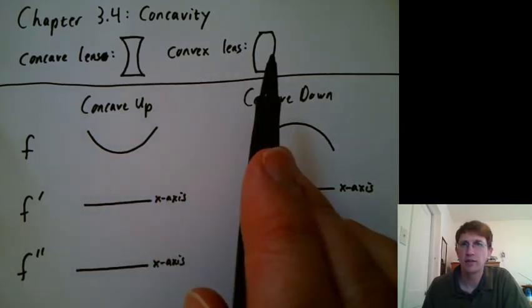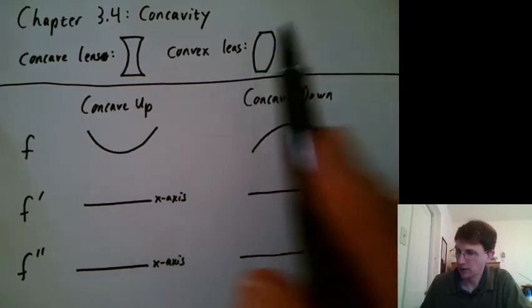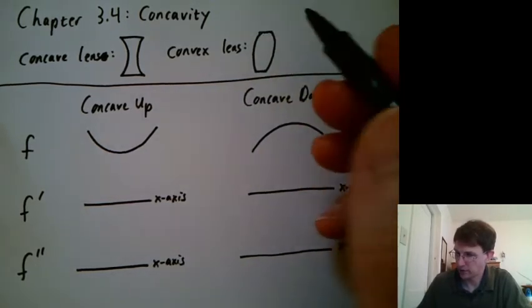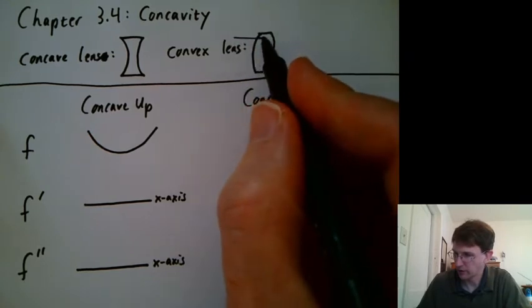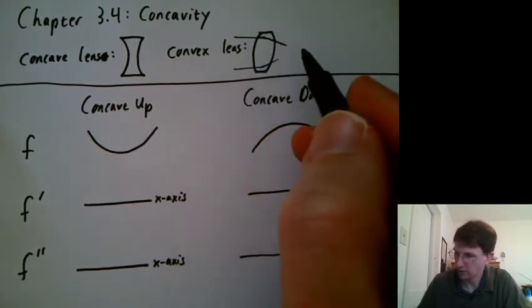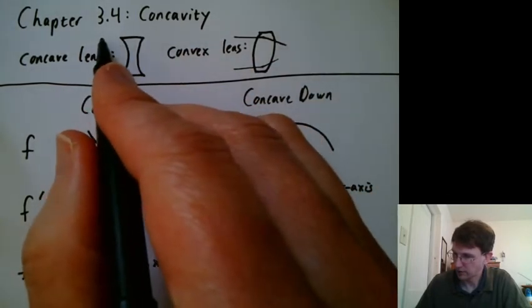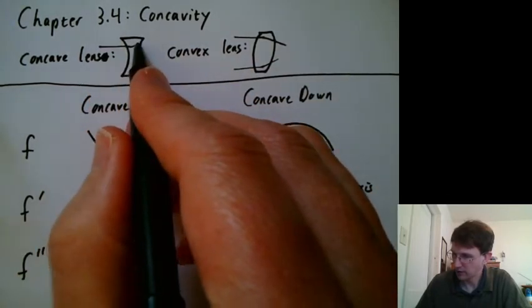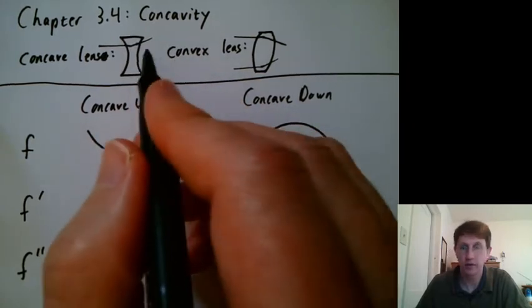A convex lens is what you probably think of for a magnifying glass, and that has sides that bulge outwards as light comes in here and gets focused that way. With a concave lens, if light comes in here, it actually ends up getting dispersed.